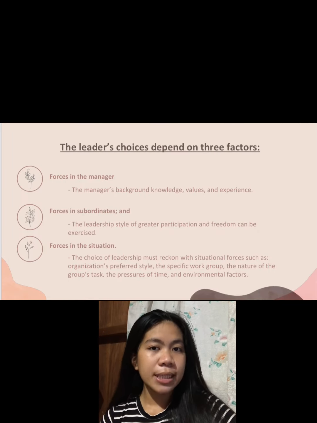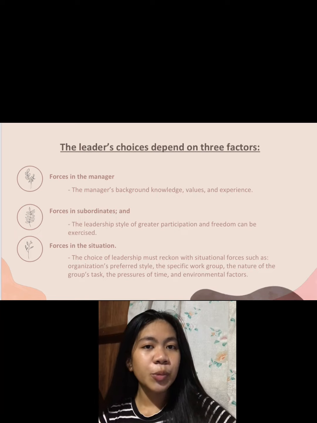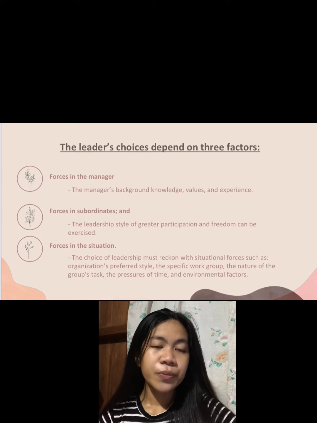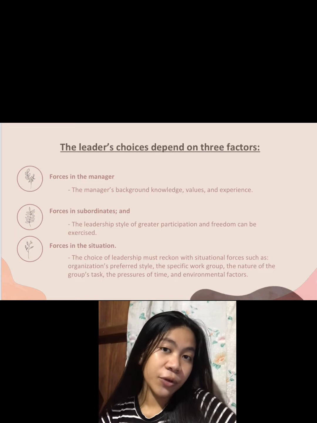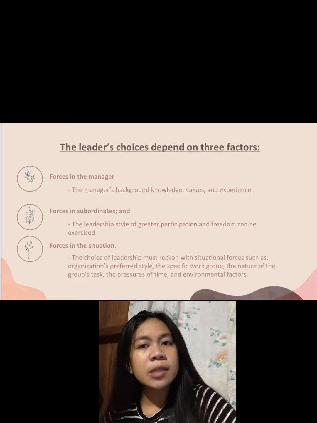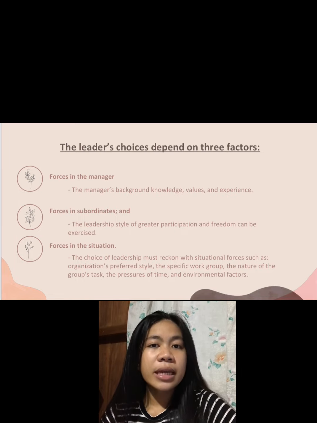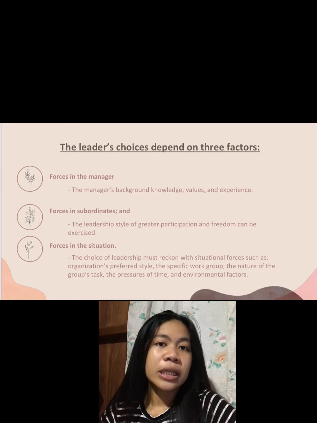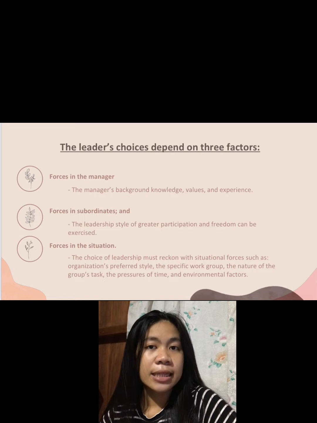According to Tannenbaum and Schmid, if one has to make a choice of the leadership style which is practicable and desirable, then his answers will depend upon the following 3 factors. First, we have the forces in the manager. So basically here, the behavior of the leader is influenced by his personality, background, knowledge, and experience. So these factors include, of course, the value systems, the confidence in subordinates, feelings of security in an uncertain situation, and many more.